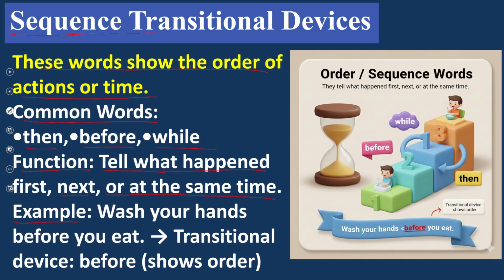Example. Now, it is a very interesting example. Wash your hands before you eat. Yes, this before is telling us the order, the exact sequence of action. First, wash your hands and then eat. Before eating, you have to wash your hands. The transitional device before shows order or sequence.